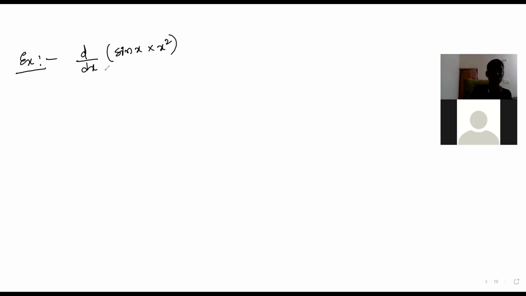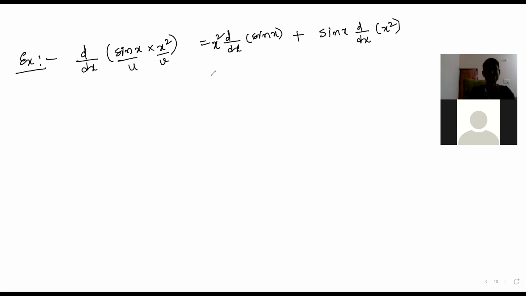Yes, sir. Let's say we have to do this. So what is the formula? This is u, this is v. U dash, that means what? d by dx of sin x. Okay. This x square keep aside. That means one function keep aside, then the other function you do. And then if you keep sin x aside, now d by dx of x square.